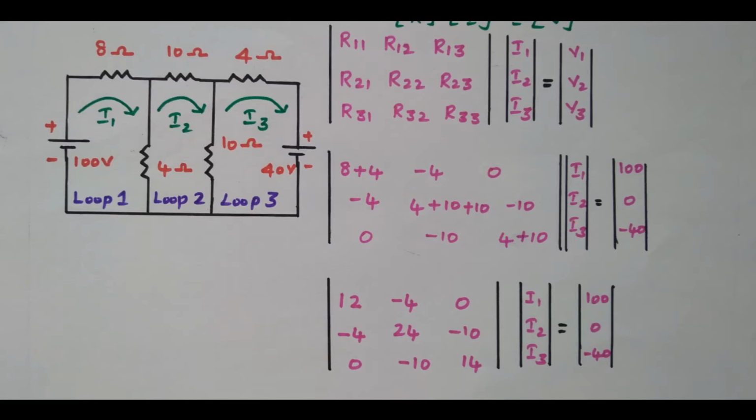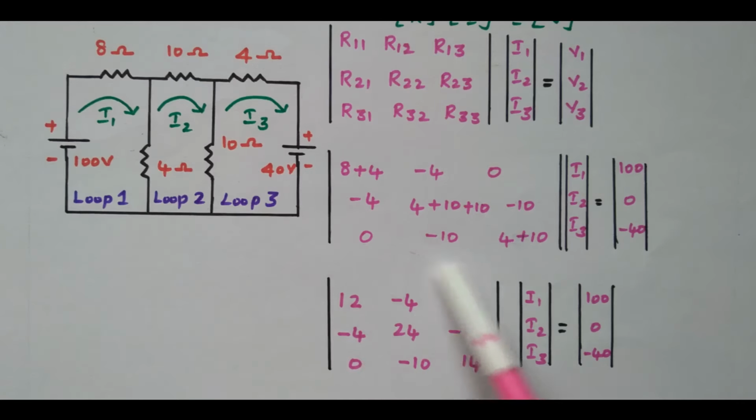Now how will you find this I1, I2 and I3? The formula is available: delta, delta 1, delta 2, delta 3. The three terms are available. The resistance matrix is the delta. In the resistance matrix, if the first column is replaced by this voltage matrix, that is delta 1. If the second column is replaced by the voltage matrix, this is delta 2. If the third column is replaced by the voltage matrix, that is delta 3.